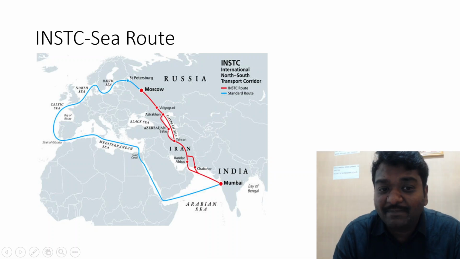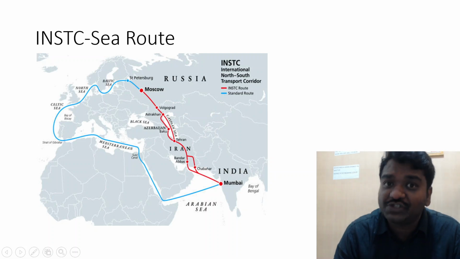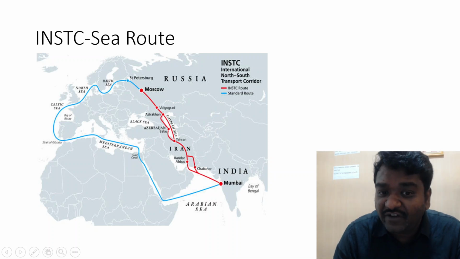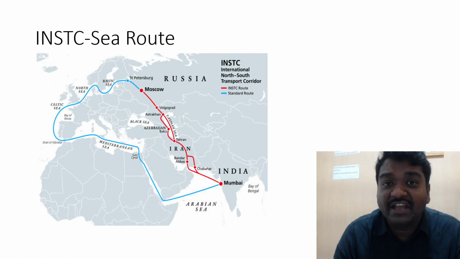Okay, you may see the Black Sea and all is easier, but for oil exports and other things, this was the route used. But today we have a new route, you see: St. Petersburg to Moscow, Moscow to Azerbaijan, Azerbaijan to Iran. As of now it is Bandar Abbas, but we want to go to Chabahar and from there to Mumbai. This is basically the sea route under INSTC.